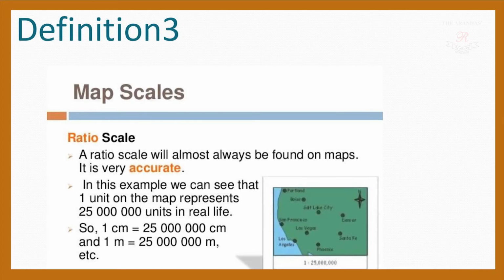The other thing over here is that there is an example given here. Just try to understand the example. In this example, we can see that 1 unit on the map represents 25 lakh units in real life. So 1 centimeter equals 25 lakh centimeters, and 1 meter equals like this. Now you can see the points over here. This point, this point, this point, all these points.